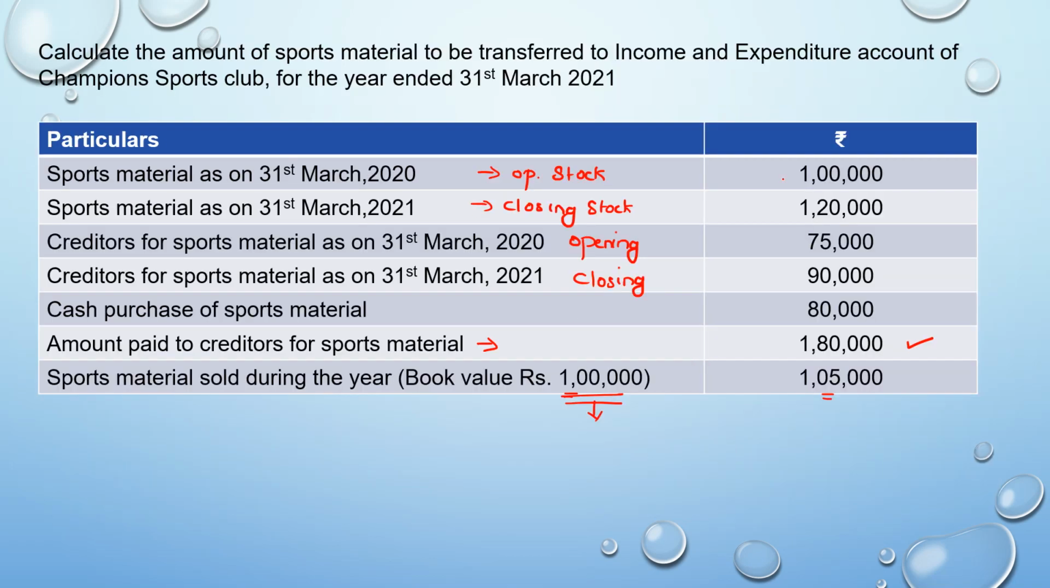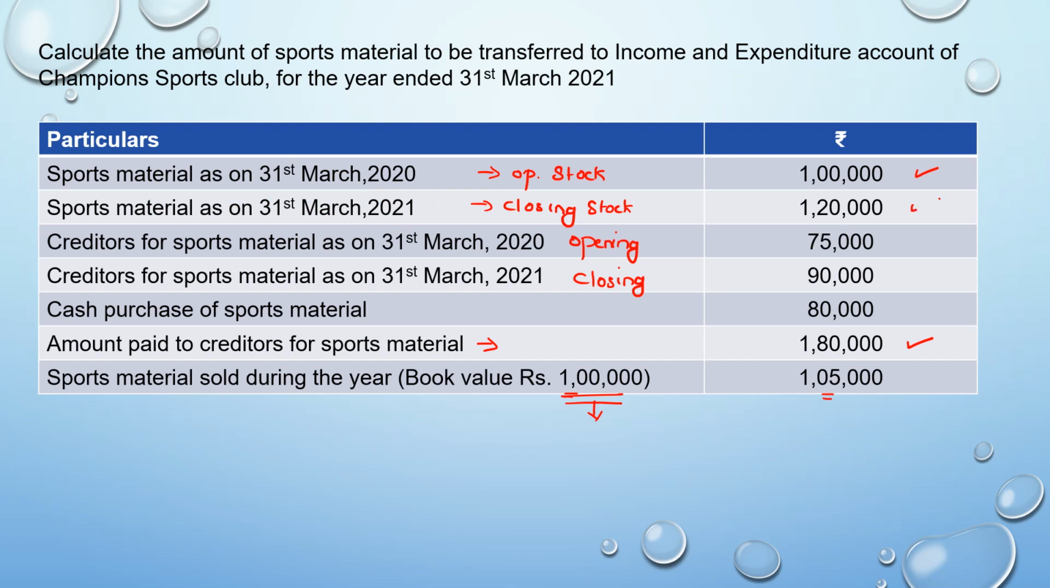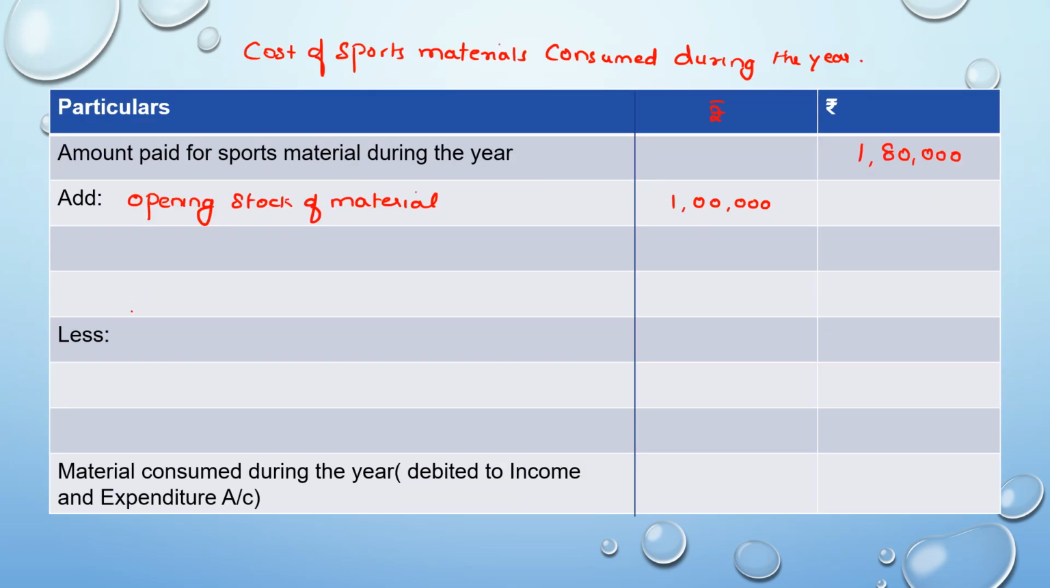Now we'll take and incorporate all these items in chronological order. First is the sports material, that is the opening stock, 1 lakh. So we know we add the opening stock of material. So that is 1 lakh. So I'm writing it in the inner column. Next we have the closing stock of material 1,20,000. We know that that is to be subtracted. So we write it in the subtract column. Closing stock of material 1,20,000 in the inner column.